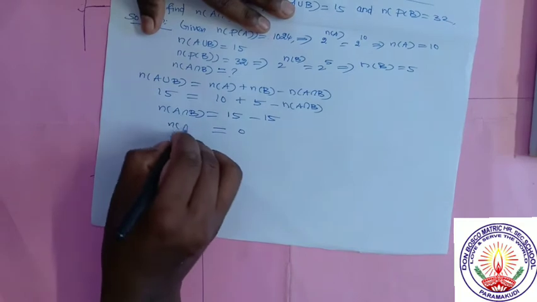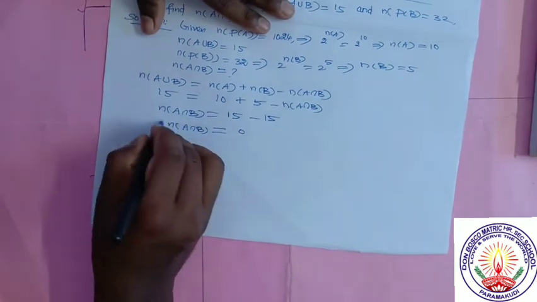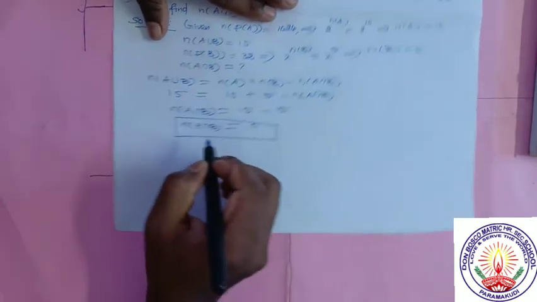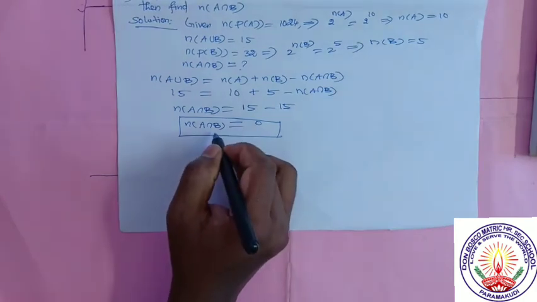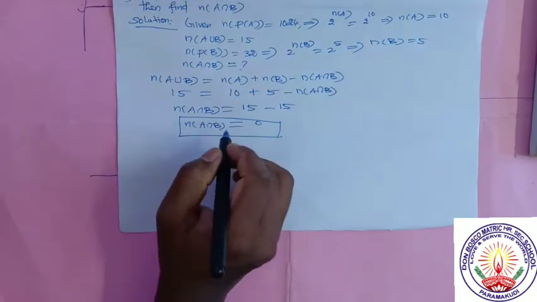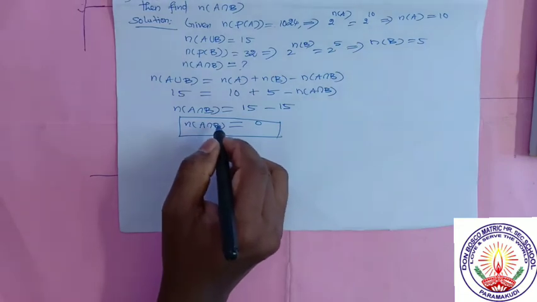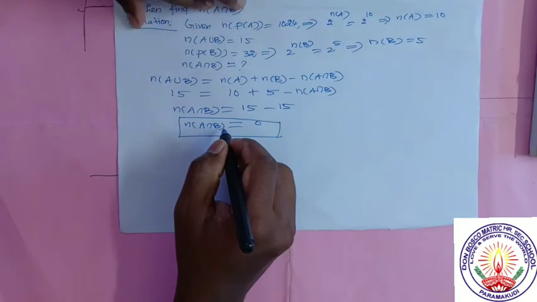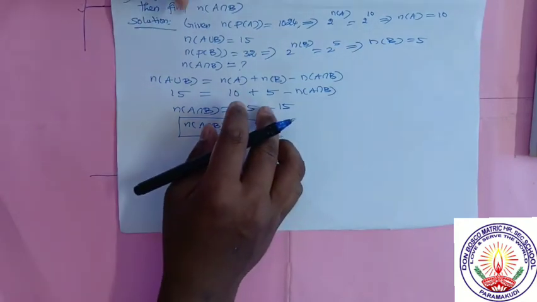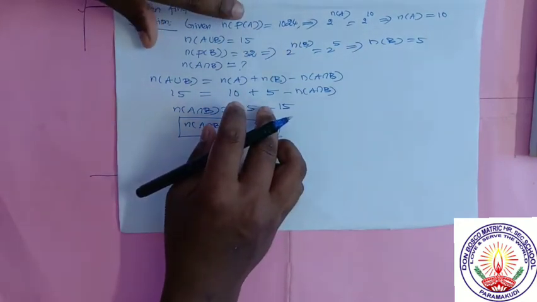So n of A intersection B is equal to 0. If n of A intersection B is equal to 0, then what is A intersection B? A intersection B is the empty set. That means A and B are disjoint sets. A and B are disjoint sets. It is also a 2 mark question or a 3 mark question. 2 mark or 3 mark, they will ask.